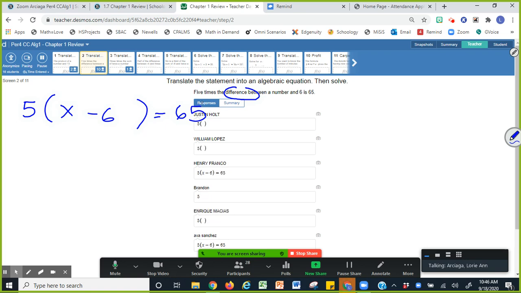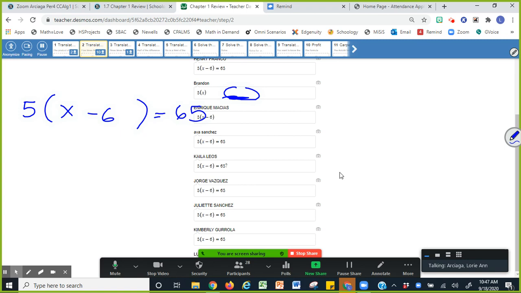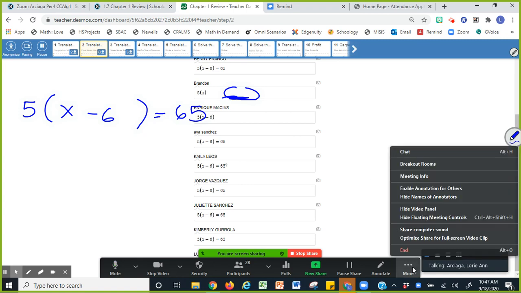So 5 times, and then there's another operation. That's a signal for you that you have to put it in parentheses. But if it says 5 times a number, then you write the x immediately. Enrique, it's x minus 6, honey. I'm pretty sure you meant to put 6. There you go. Nice. Good job.